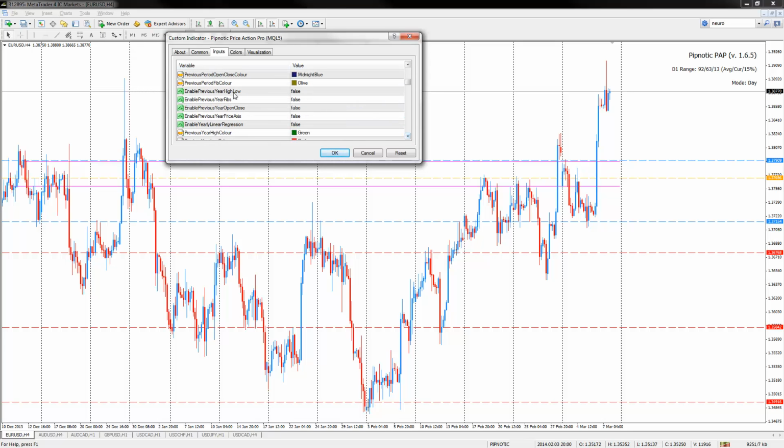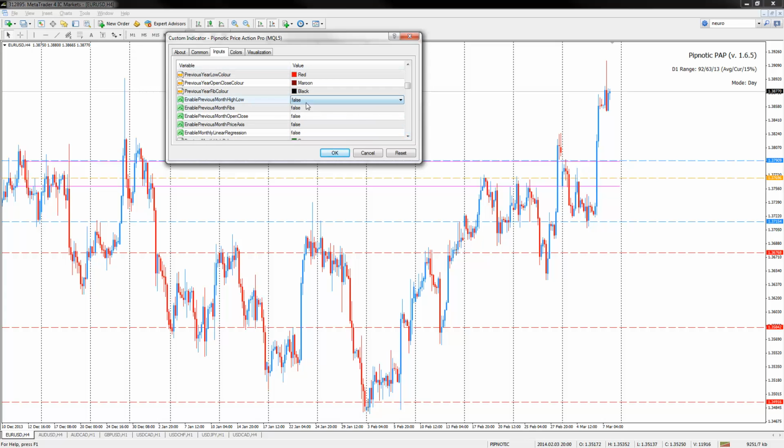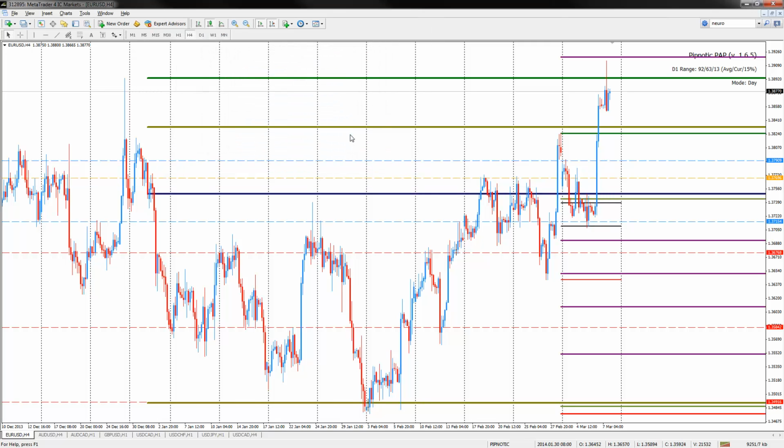Then we'll continue down here and do the previous year. We'll set that to true, and the open as well. Then we'll go down here, high and low for the month, and then we're good to go there. Then we'll go to the week and do the week high and the week open and close, and that's it. We'll enable those.